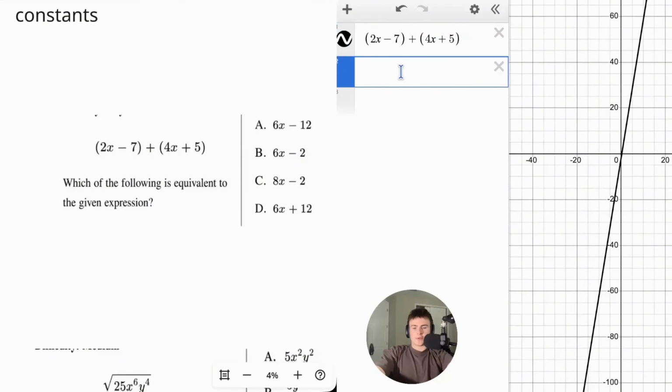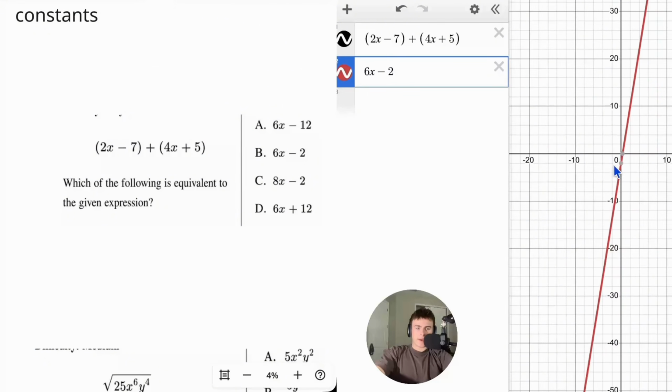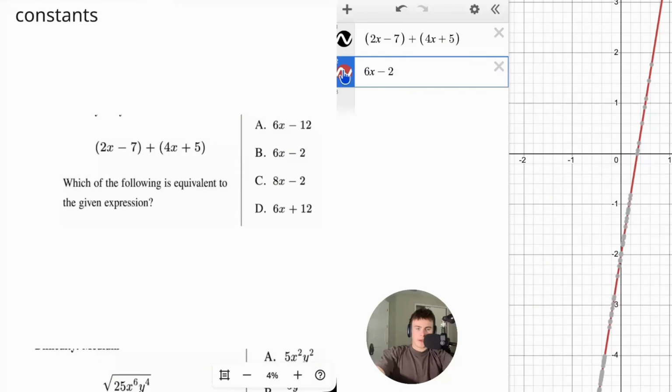That's it. So 6x minus 12, is that the same? No, that's parallel. That's wrong. 6x minus 2, that overlaps it. Let me make sure. You always want to make sure you zoom in. And this overlaps, definitely. So the answer is just B. That's it. You just want to see which one overlaps. This is the first method. It's a lot simpler than the other methods, but it's only going to be usable on the easy to medium stuff.